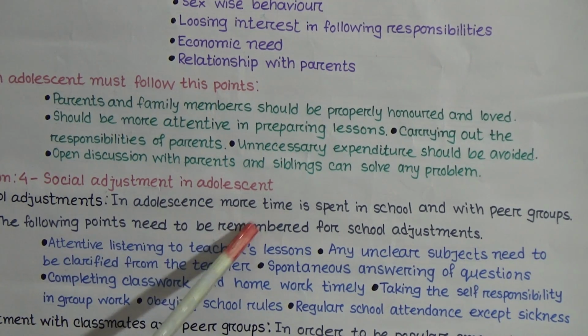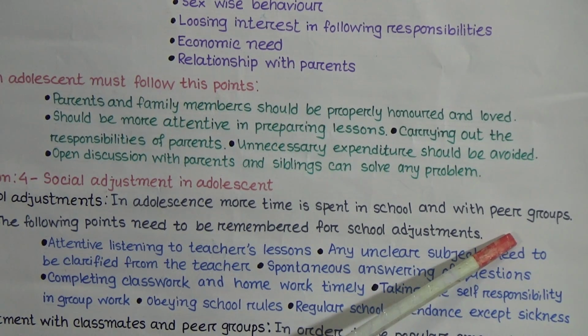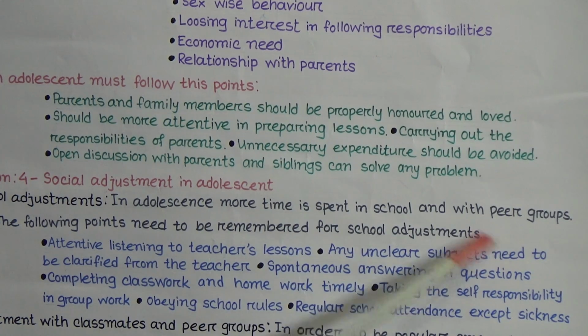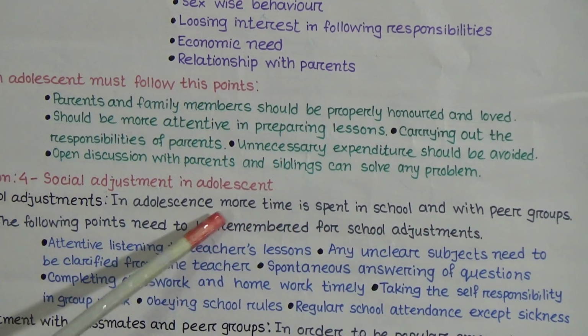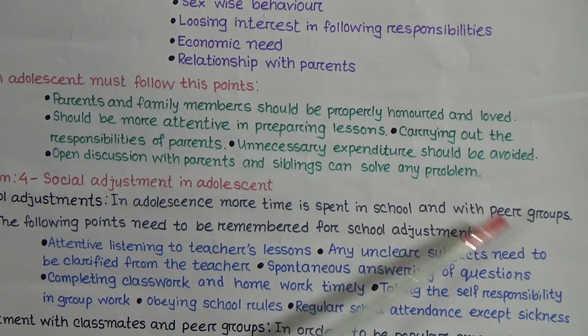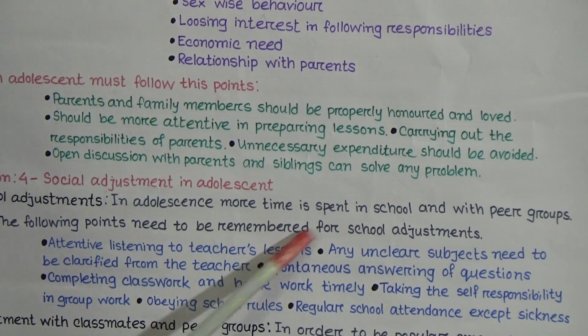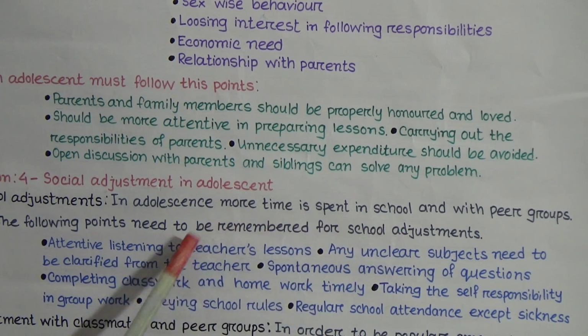In adolescence, more time is spent in school and with peer groups. As it is the time of 10 to 19, this is adolescence time and student life. All adolescents want to spend their time in school and with their friends. The following points need to be remembered for school adjustments. If a student follows all these rules, he can enjoy his puberty time.